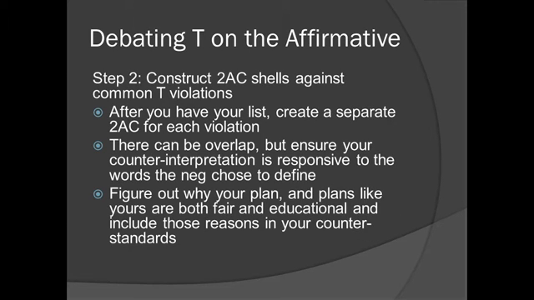Step two is you want to construct your 2AC shells against common T violations. So after you have created your list of different T violations that people can and will likely read against you, you want to create a separate 2AC for each violation. Now there can be overlap in this, right? So you can have lots of the same reasons why reasonability is better as a filter than competing interpretations, but you want to ensure that your counter interpretation is one that is directly responsive to the words that the negative chose to define, right? You want to make sure that if a negative team is interpreting the words economic engagement, you have a counter interpretation of economic engagement, not another random portion of the resolution, because that is not relevant to this particular topicality debate.